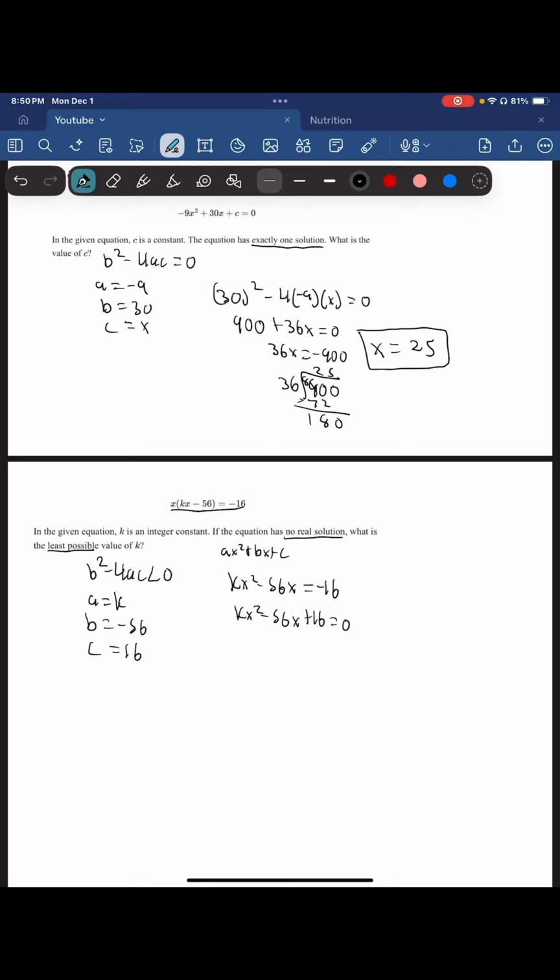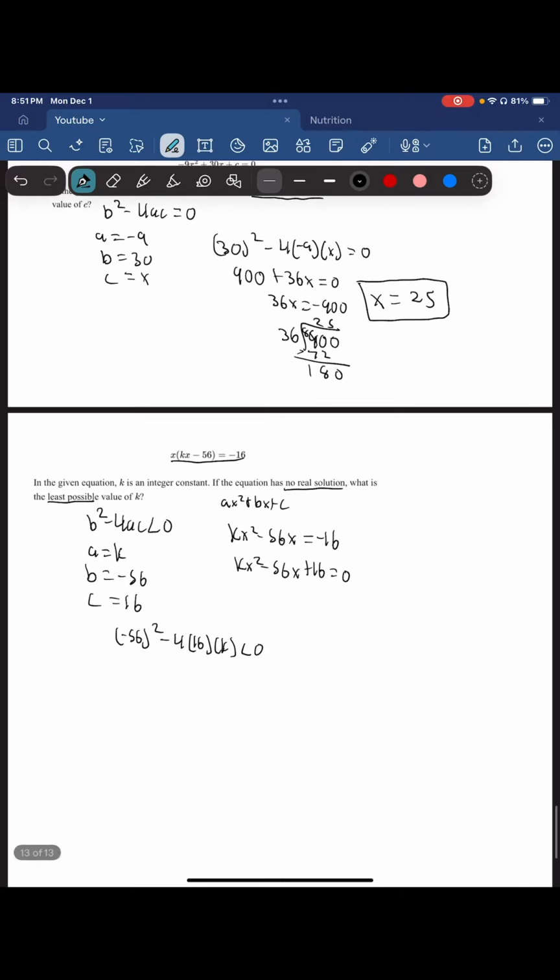So with this, we know that the equation is negative 56 squared minus 4 times 16 times k has to be less than 0. Okay, now let's distribute. Again, I'll just do it by hand just to show you. 56 times 56 is 3136. So we know that 3136 minus 64k is less than 0.